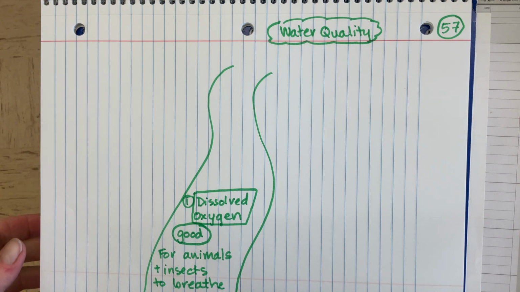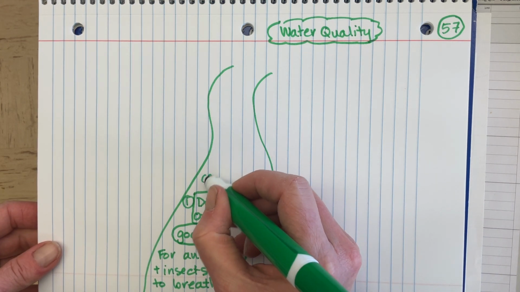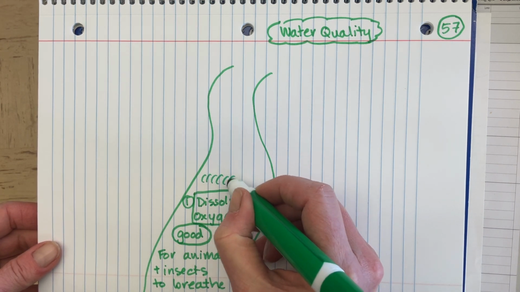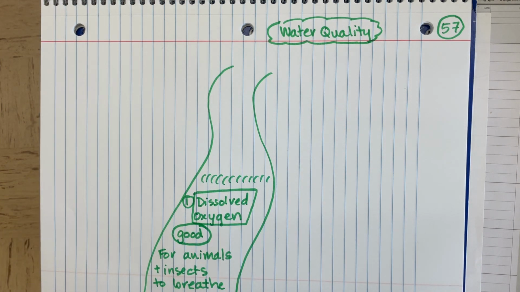And dissolved oxygen can come into creeks from plants that are supposed to be there. Sometimes you see little ripples in the water, and those are rapids that help put dissolved oxygen into the water. Even a rainstorm, when it splashes in the water, can bring dissolved oxygen into the water.